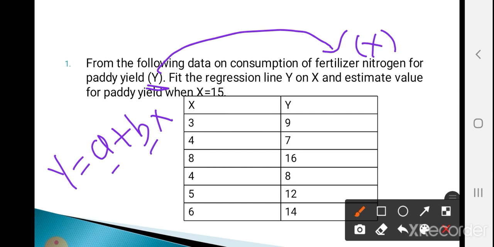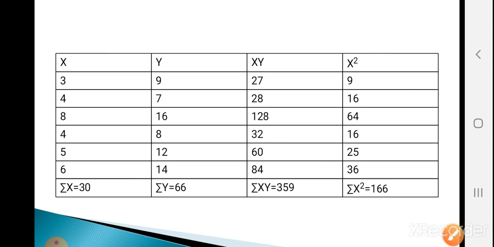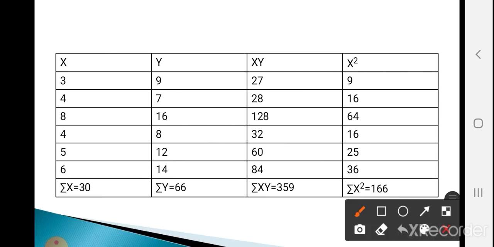Here we are given the x and y values. X values are 3, 4, 8, 4, 5 and 6, and y values are 9, 7, 16, 8, 12 and 14. First make the column x into y and then x square. What is meant by x into y? Just multiply the value of x with the corresponding value of y.